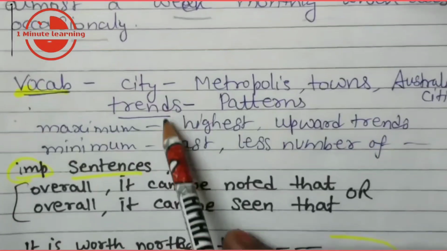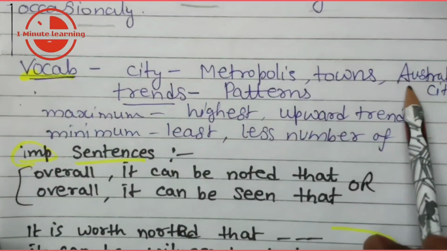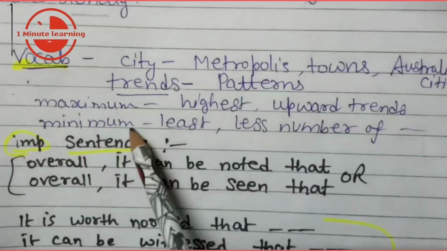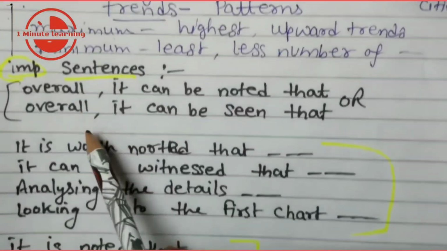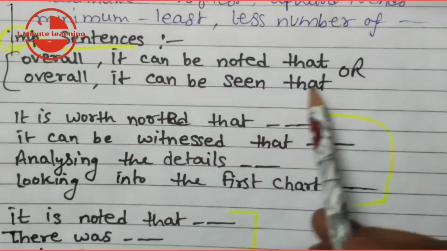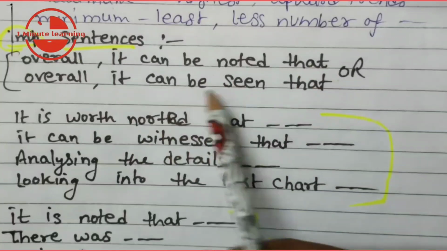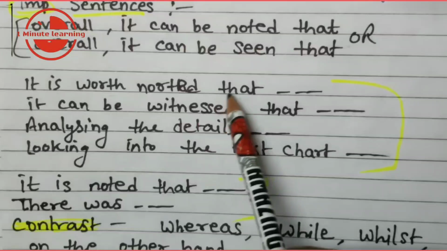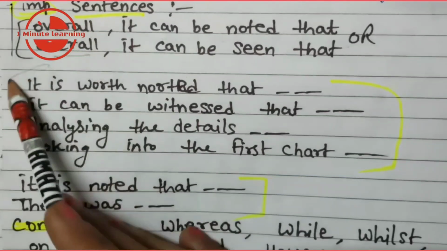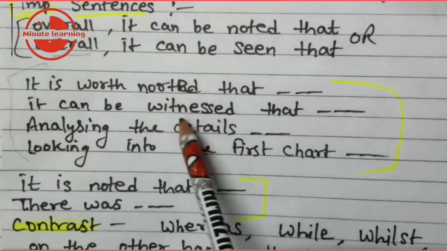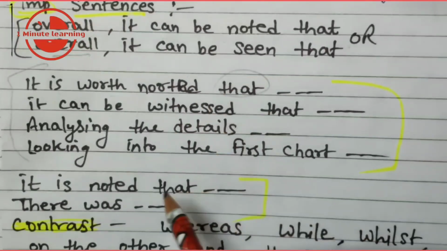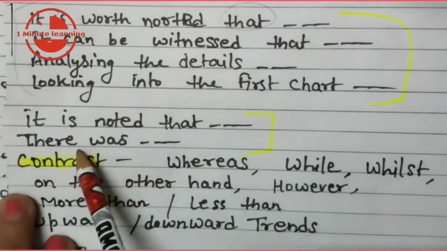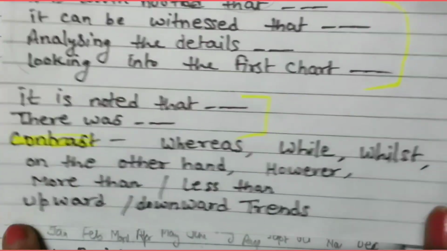So this is vocabulary for city. You can write metropolis, town, places, Australian cities. Trends, you can write patterns; maximum, highest, upward trend; minimum, least, less number. And important sentence structures, you can use any one: it can be noted that, it can be seen that, or it is visible from the graph. It is worth noting that. No, here it is for the overall; it is for the body detail paragraph. You can use this sentence structure because it is important. It can be witnessed that, analyzing the detail, it is noted that there was. So you can just take a screenshot of all these.